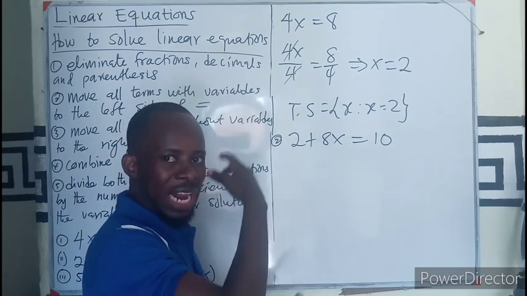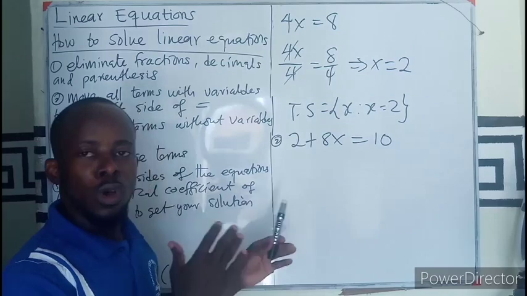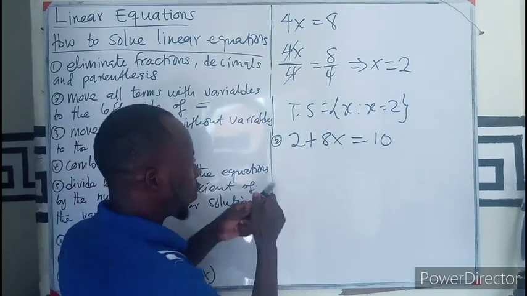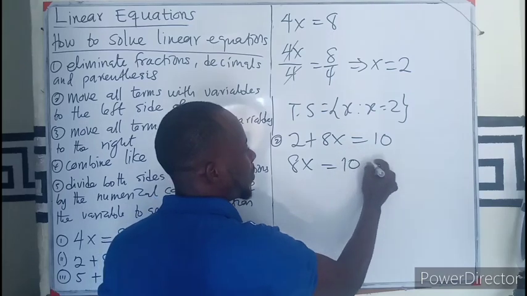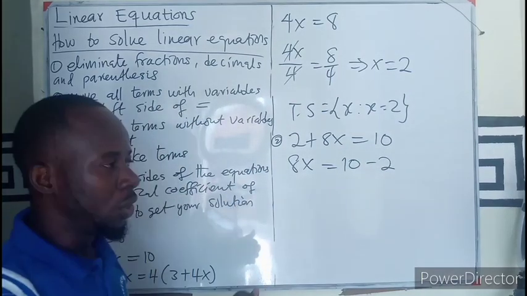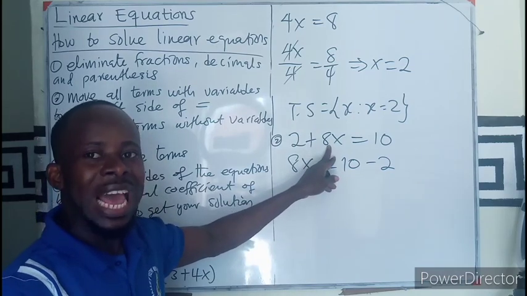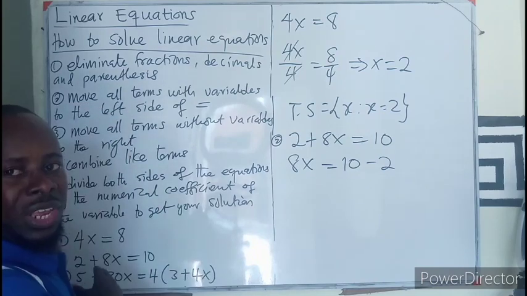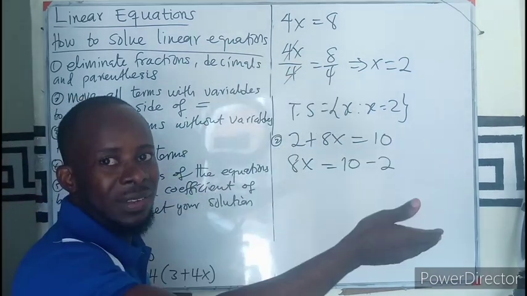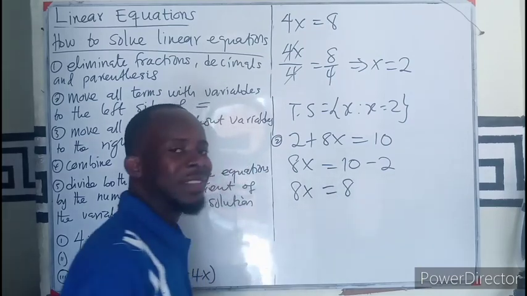But whatever I do to the left must be done to the right. Therefore, 10 minus 2 also, so that the equation will balance. So I'll be having 8x equals to 10 minus what? 2. Already you know 2 minus 2 will be 0. So you'll be left with only 8x equals to 10 minus 2. That is moving all constants to the right. So we have 8x equals to 8.